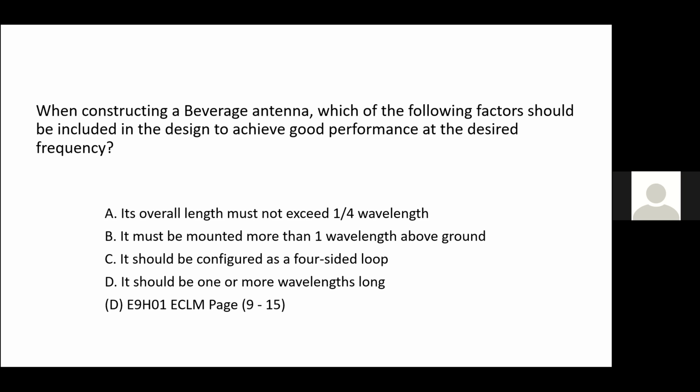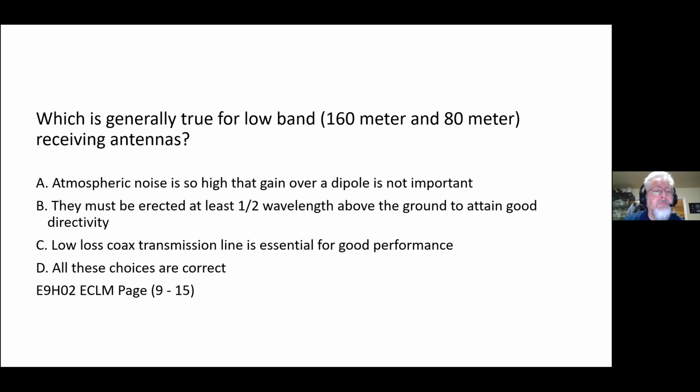Delta. Delta is correct. It should be one or more wavelengths long, which is generally true for a low band 160 meter and 80 meter receiving antenna.